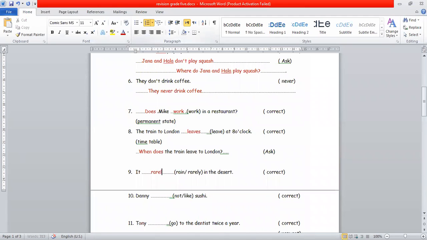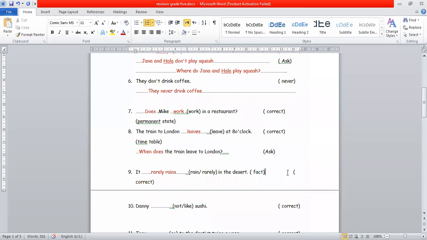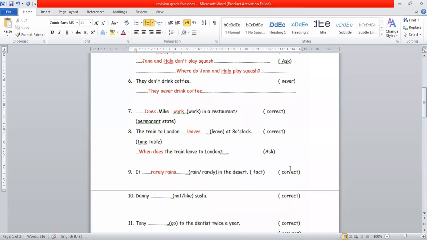It rarely rains in the desert, and this is what we call a fact. Now we know what a fact is. What does fact mean? Facts. Yeah, something that is true. Very good. Something that is true. Okay, you don't change it.